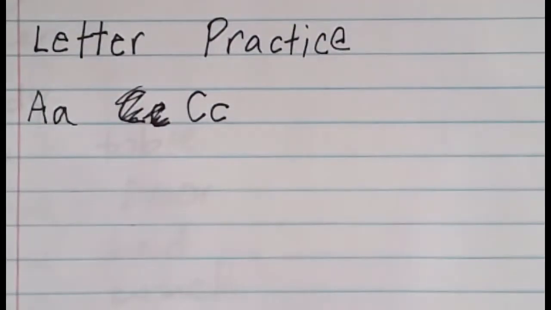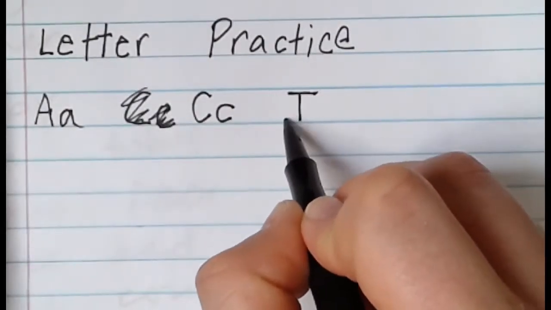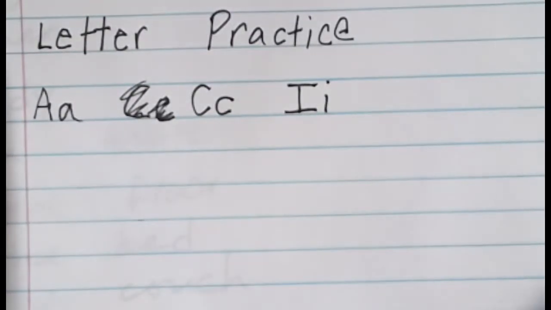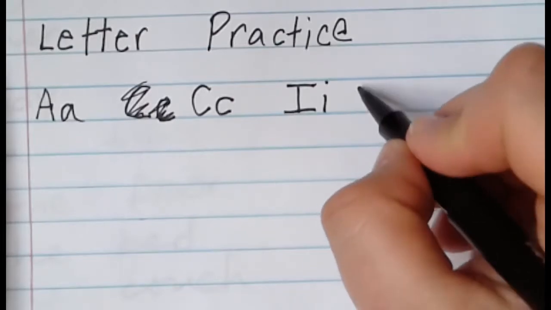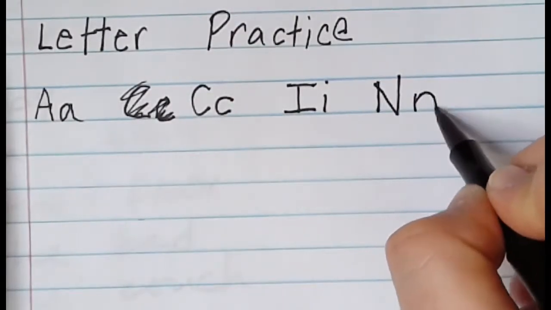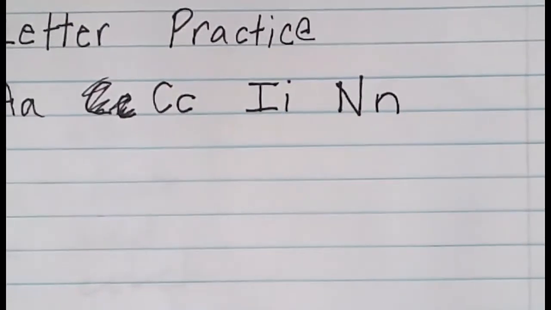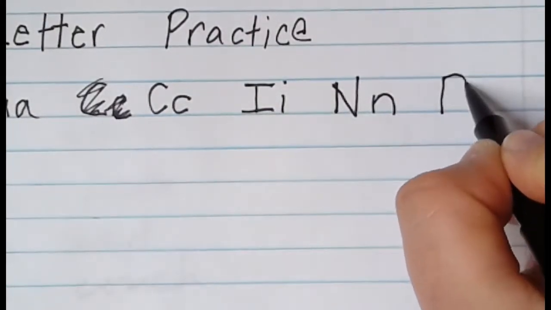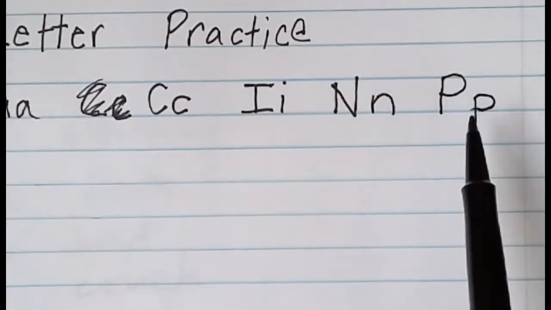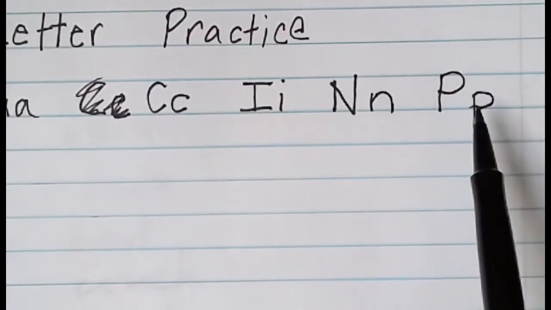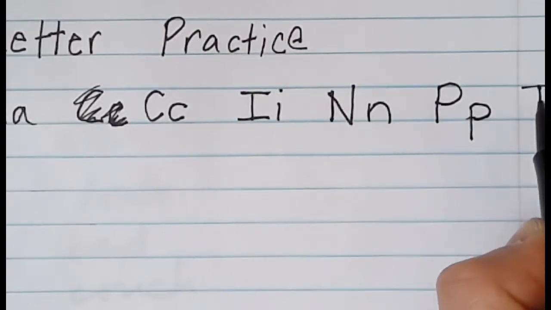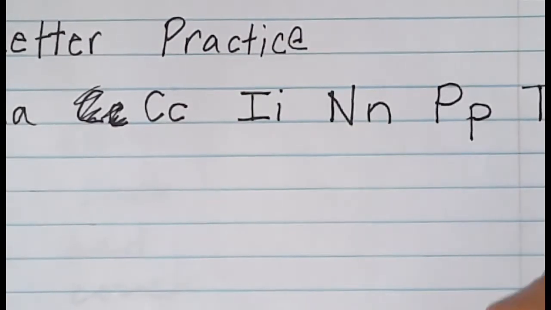Okay. Then we have I, big I, and small I. Then we have N, big N, and small N. And P, big P, and small P. Big P stands up, small P sits down. And last T, big T, and small T.